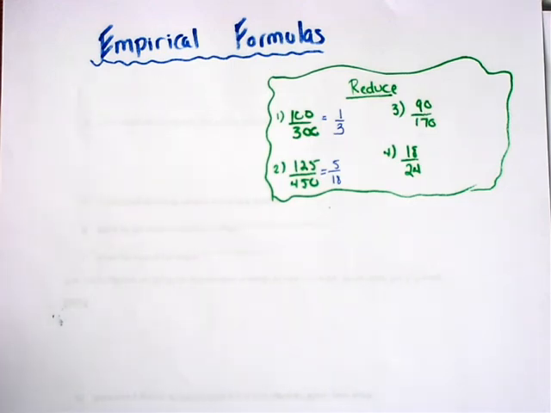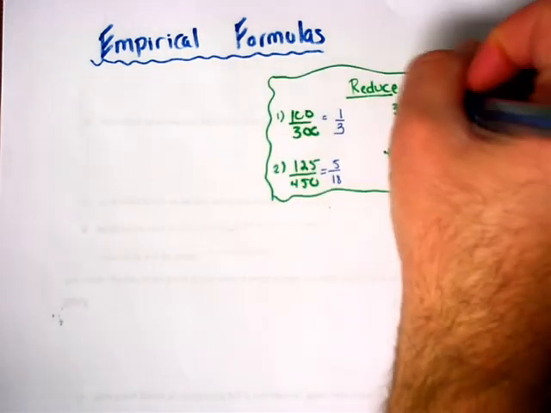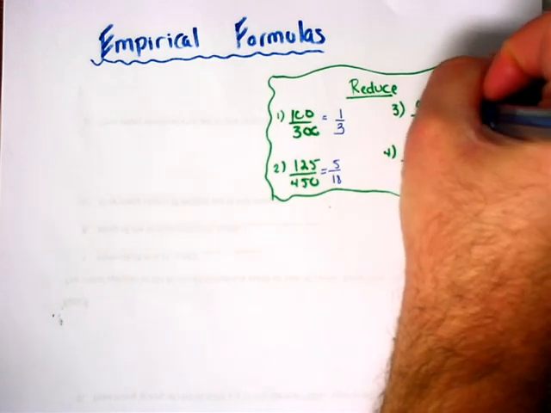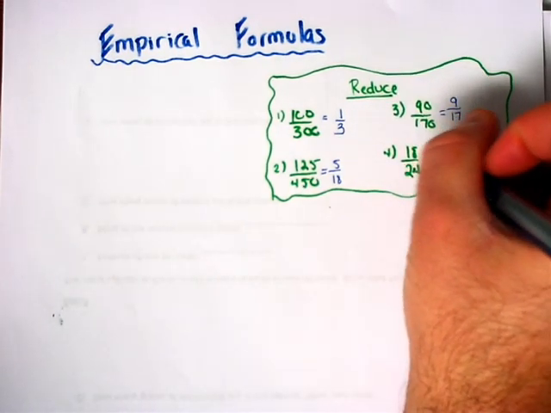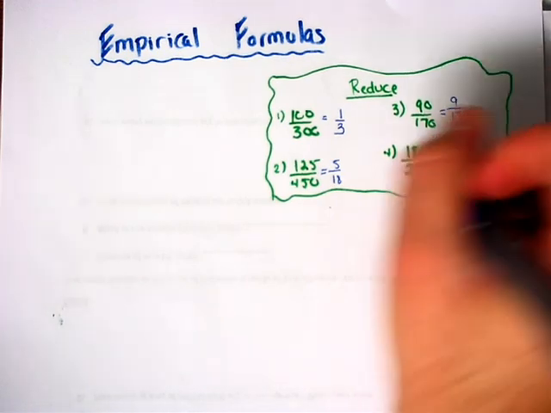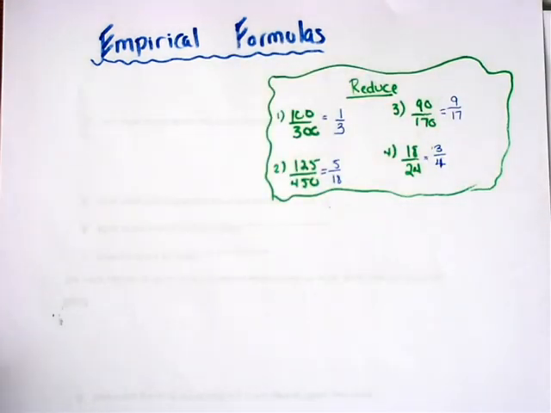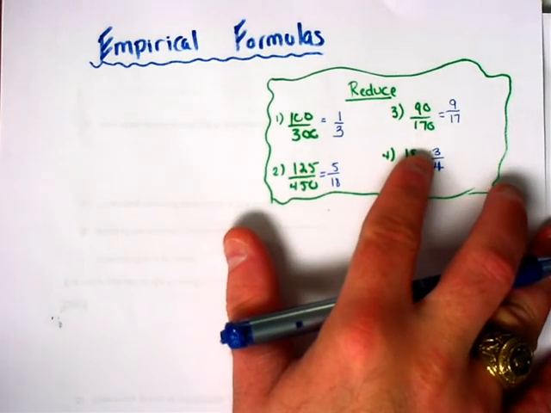Yeah. Okay. And then 90 over 170. I think that would be 9 over 17. And then 18 over 24. Divide both by 6, so that would be 3/4. Cool. You've reduced your fractions, right? So that's kind of a topic that you would see in a math class.